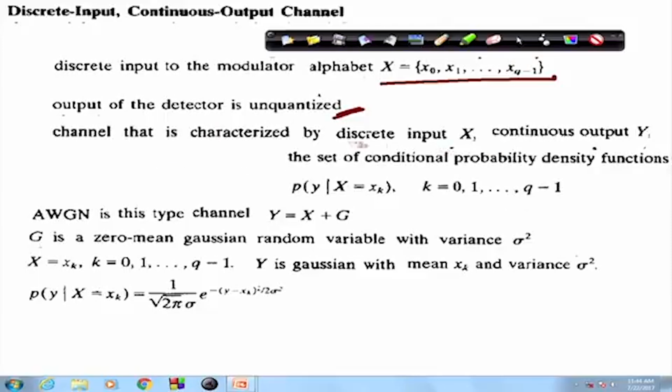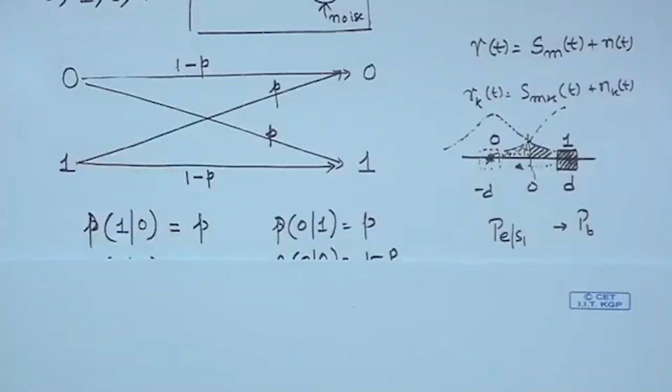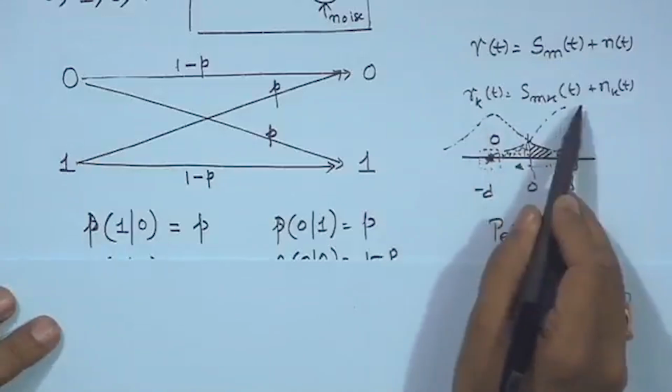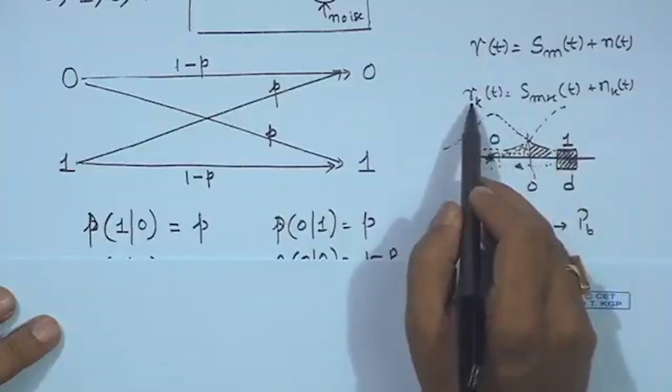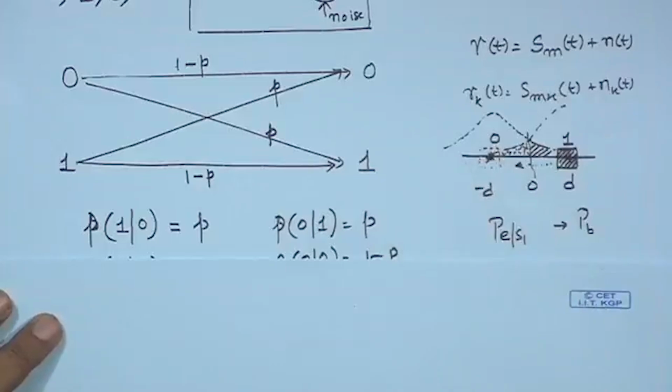The channel is characterized by the discrete input x and continuous output y. It is simply stating that you have these variables x and y, one at the input, one at the output, and you have the set of conditional probability density functions which define the channel. We have already discussed that in the model that we have drawn here. This is one of the situations. If I am taking r_k, I am already taking a discrete input, continuous output, but if I am taking the discrete output, that means the decision output, I go to a discrete input, discrete output.